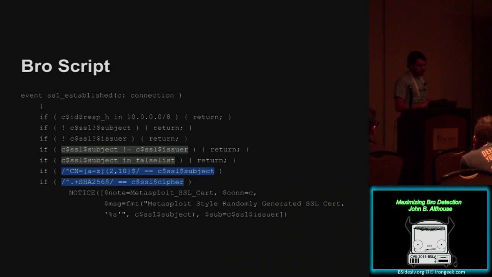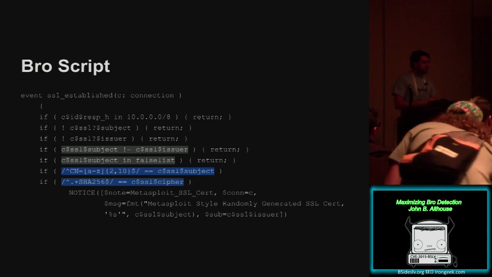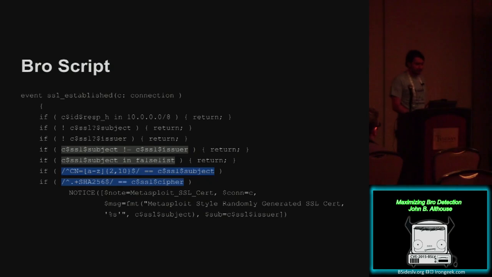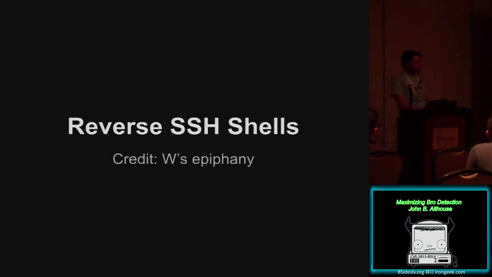So after filtering out about, like I said, 10 false positives, this is really firing a false positive about once every 2 weeks, and that's pretty good. And again, whenever I run a Metasploit over SSL, it detects it every single time. So that was the Metasploit.